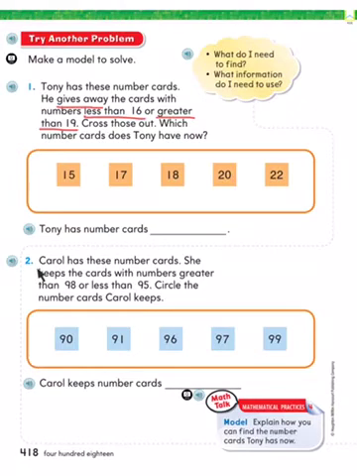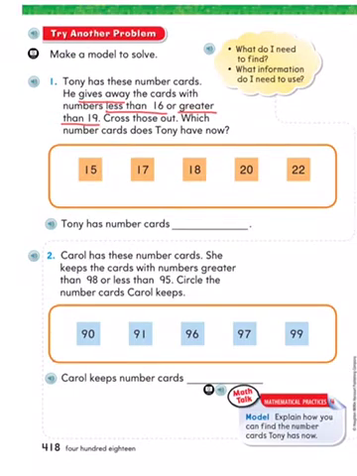All right, then number 2 says Carol has these number cards. She keeps the cards with numbers greater than 98 or less than 95. Circle the number cards Carol keeps. Okay, so this one is a little bit different because instead of giving away cards, now we have cards that she's going to keep. So keeps the cards is an important part. Also, she keeps the cards that are greater than 98 or less than 95.